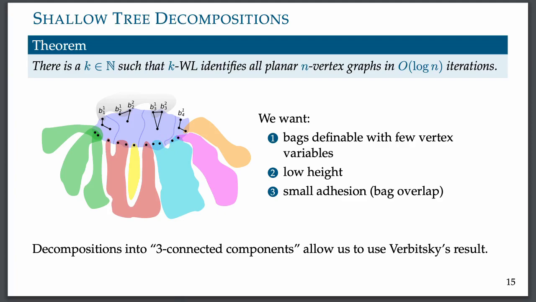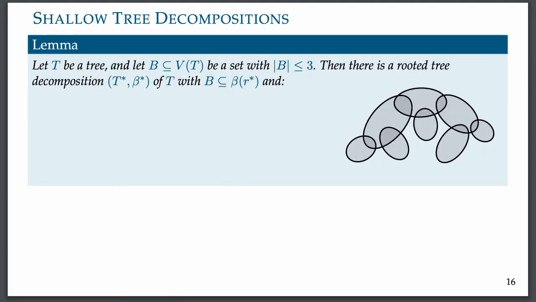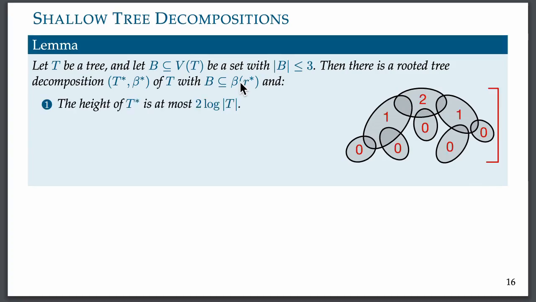The following is the technical lemma which we are going to use to define a shallow tree decomposition. If we are given an arbitrary tree and select at most 3 vertices in it, there is always a tree decomposition of the tree containing those vertices that we selected in the root bag with the following properties. It has at most logarithmic height, where the height is the length of a shortest path from the root to a leaf. So here the height would be 2.